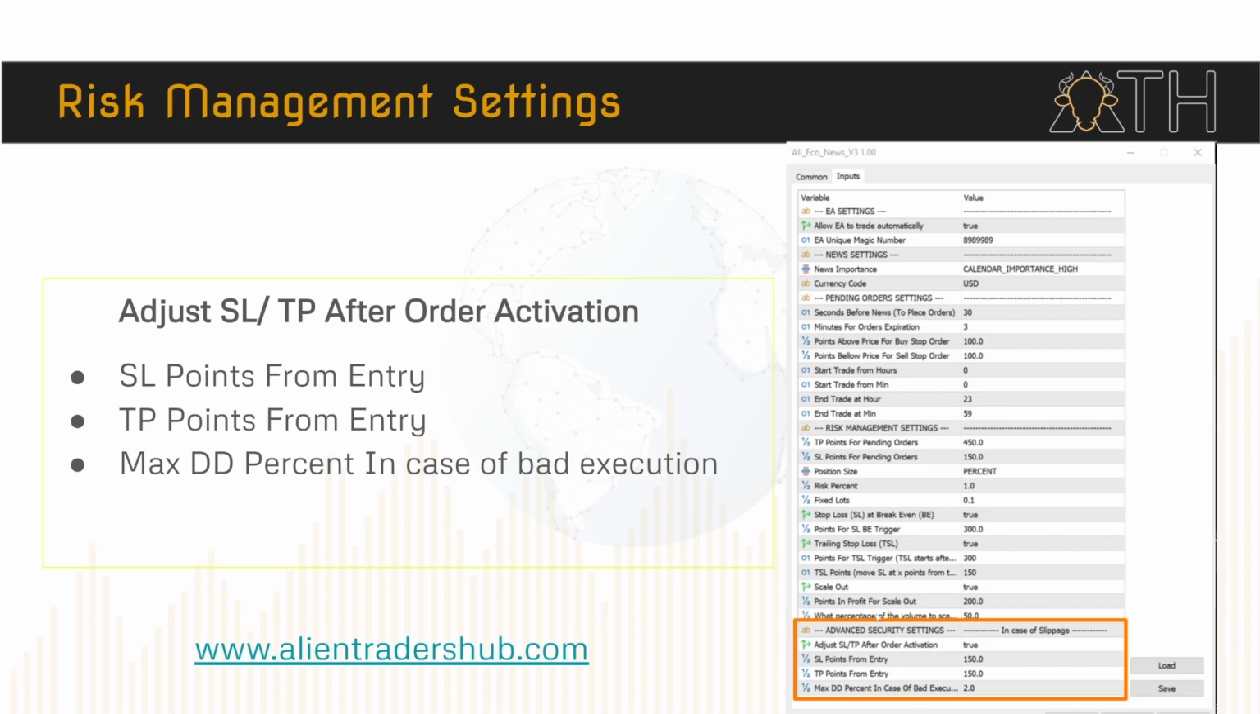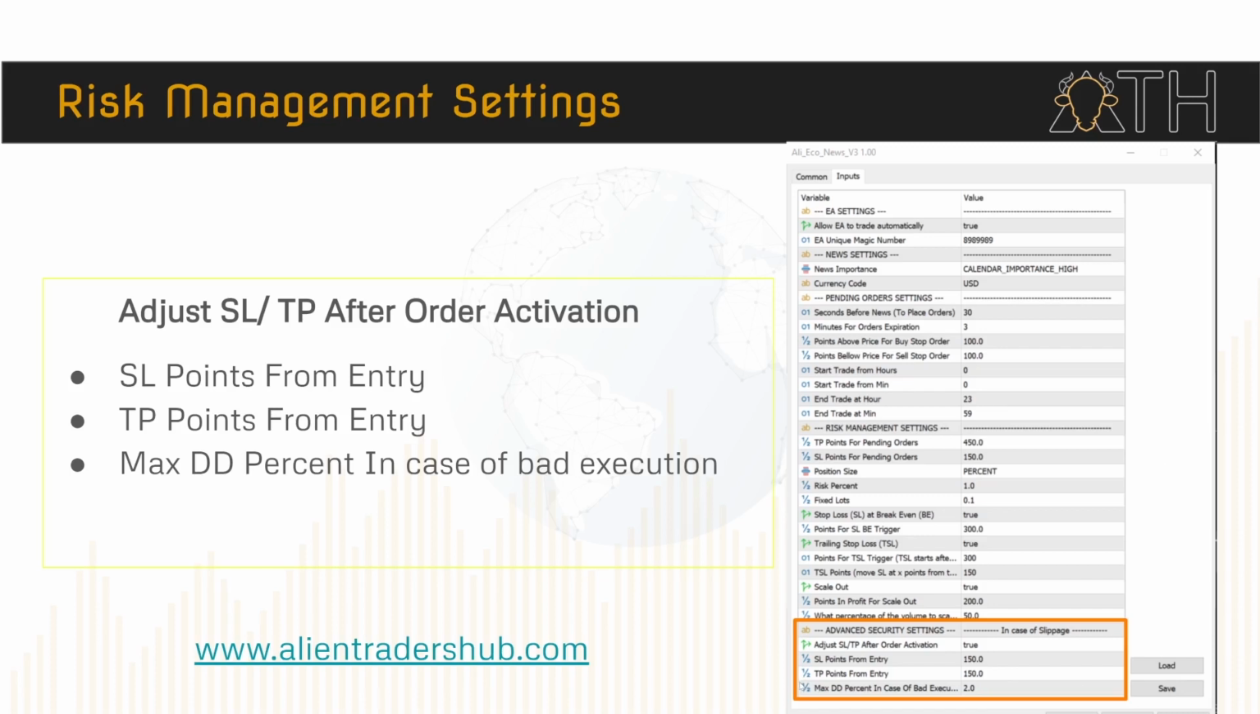That's why in case of slippage or in case of a big spread, if the order is not executed at your level, let's say 100, and it's executed at 150, after the order execution you have this possibility to adjust your stop loss and take profit. If you select true right here and you enter the SL points and TP points, the stop loss will be moved this number of points above or below your entry price, and the TP this distance from your entry price. This is a huge advantage for trading economic news.